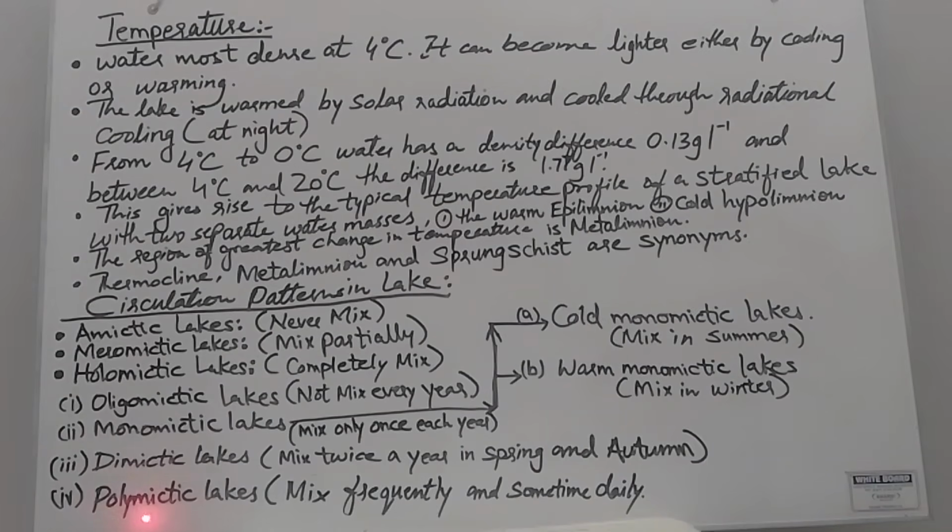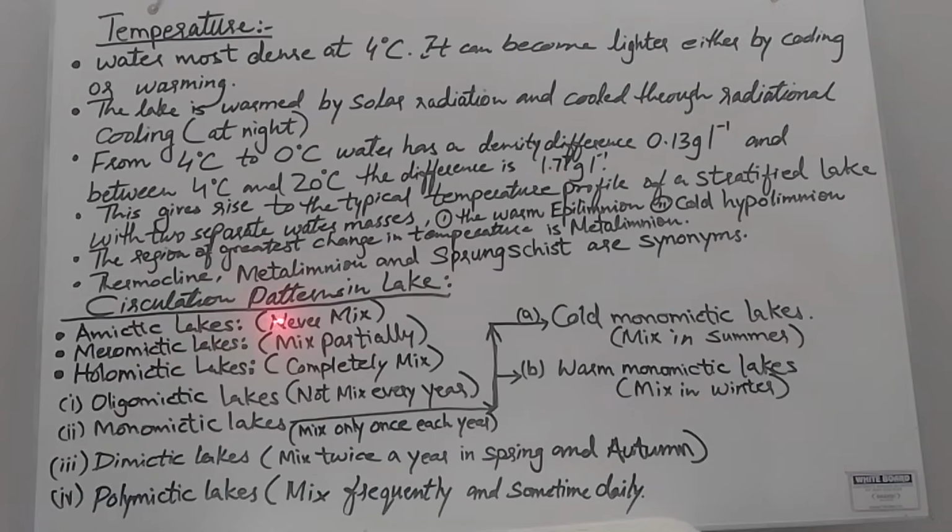And the fourth one is polymictic lake. Poly means many, so they mix frequently. They are usually shallow lakes, and sometimes they mix daily. And they are usually situated in the tropics or at the temperate latitudes with a high degree of wind exposure. Wind is the basic factor that plays an important role in the mixing of water in the lakes.